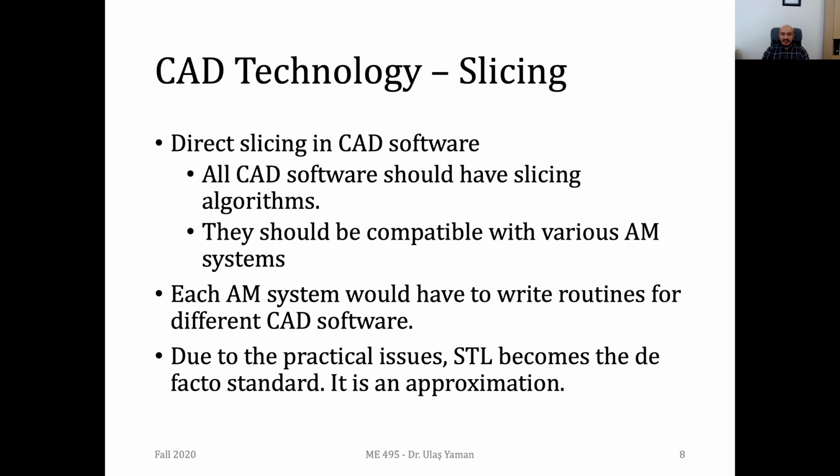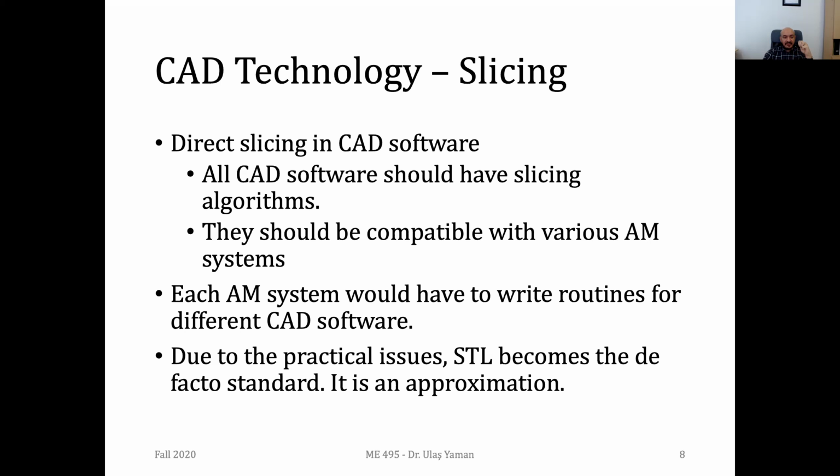So what about slicing? We said that slicing is one of the main steps in additive manufacturing. So we should be able to do the slicing properly. But if you remember, we do the slicing in the design and fabrication pipeline after converting to the STL file. We do it in the CAM software.